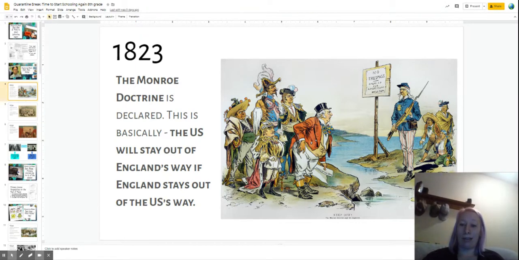This basically is declaring that the United States is going to stay out of England's way if England will stay out of the United States' way. They want no more business with each other. They don't want to be doing any traveling, trading. They don't want to be controlling each other, so they just want to get out of each other's way. So, Monroe Doctrine.